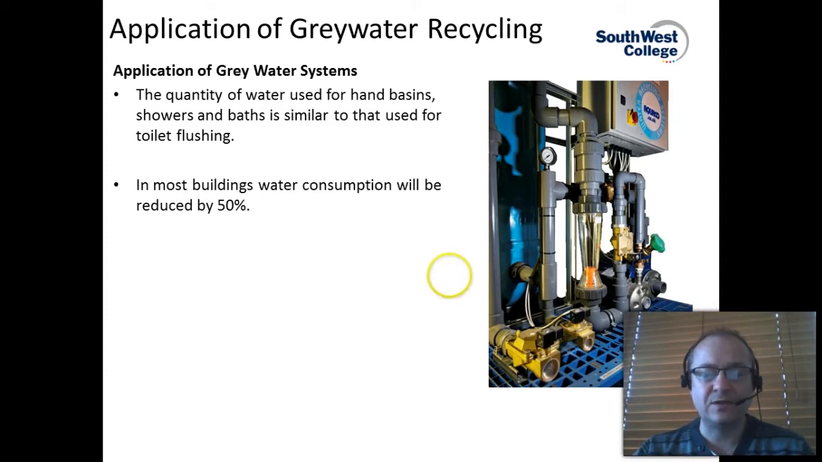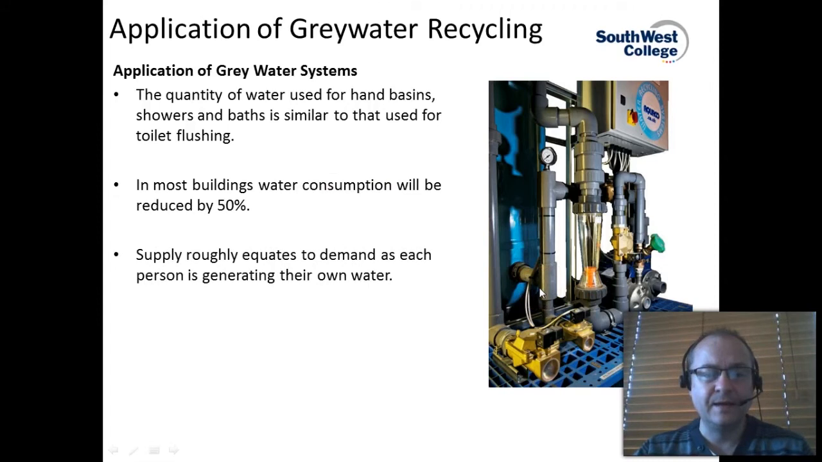In most buildings, water consumption is reduced by about 50% when you install a greywater system. So whether that be domestic, it will typically be 50%, commercial can be at least 50% or sometimes higher. And as I say, the supply of the greywater into the system equates roughly to the amount of water that's needed for the flushing, and basically the supply roughly equates to the demand. So each person in the building is basically generating their own water needs for toilet flushing.